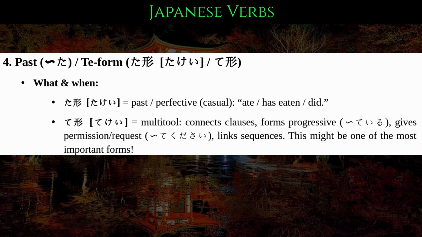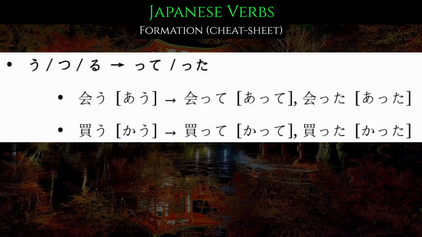You see, the ta form or take is the casual past or perfective, but the te form or take is quite a multitude because it connects clauses, forms progressive, for example, te-iru, gives permission or request, for example, te kudasai, is linking sequences, and much more. This might be one of the most important forms. So, let's have a look at the formation cheat sheet.